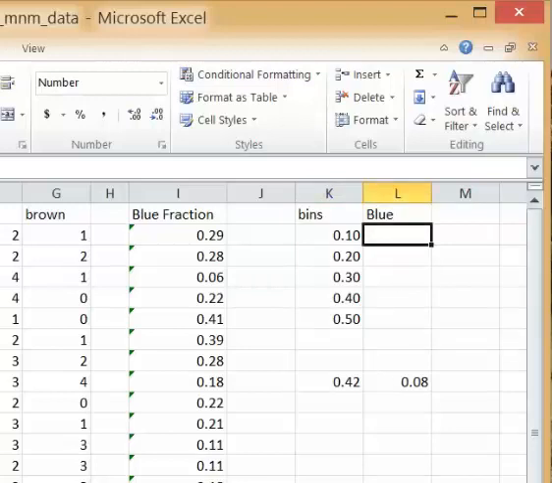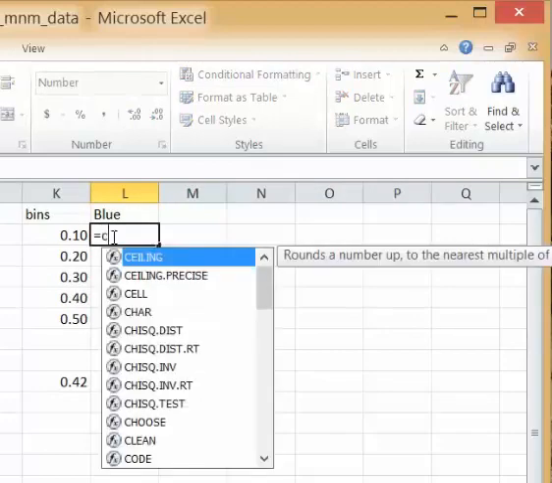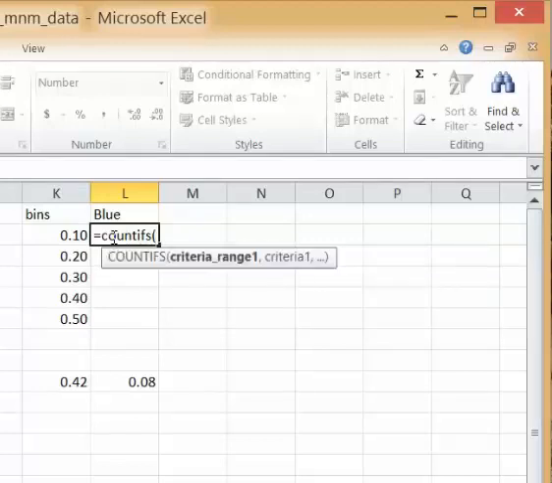Now, we want to figure out how many numbers in this column are less than or equal to 0.10, 10%. To do that, we're going to use the function called COUNTIFS. COUNTIFS gives us the opportunity to apply multiple criteria. For this first example, we only need one criterion, but for the subsequent ones, we're going to need 2. I'll explain that in just a minute.